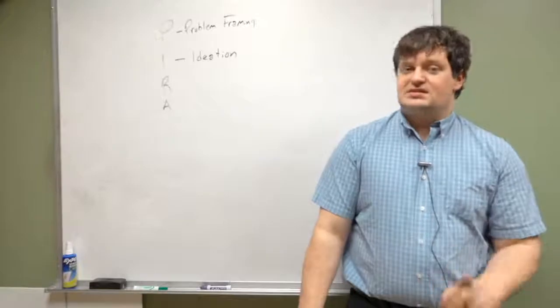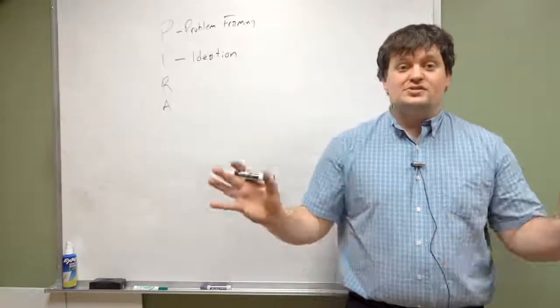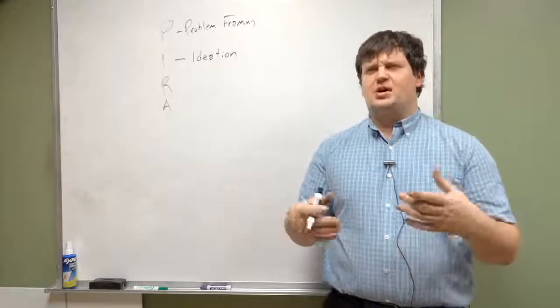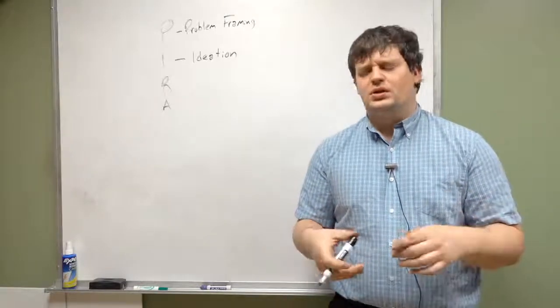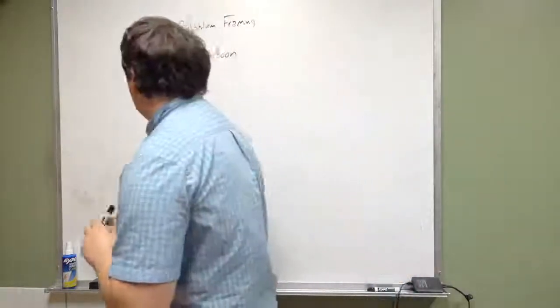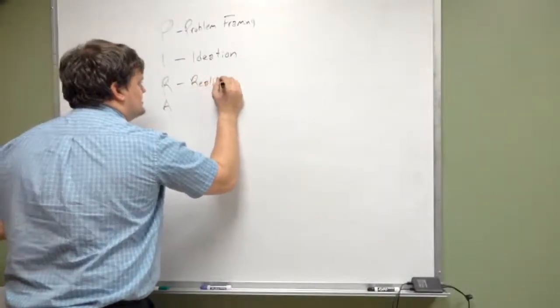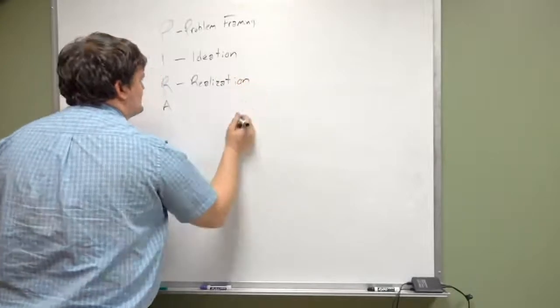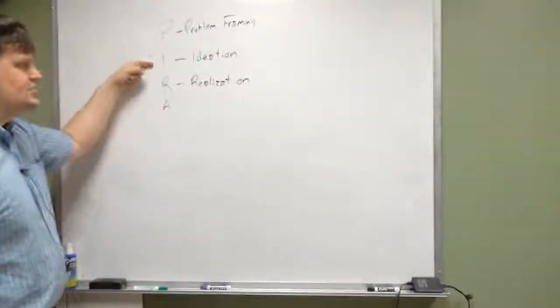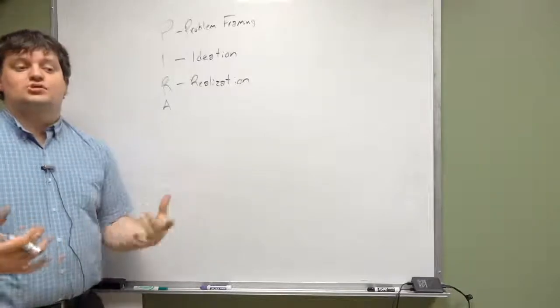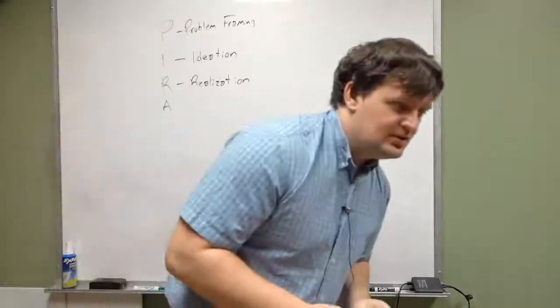I like to use the example of a light pole. If a light pole can solve your problem, you haven't defined your problem well enough, unless your problem is requiring a light pole. Okay? R, realization. This is the process that is required to take a singular idea and produce a viable result as the outcome. Okay?